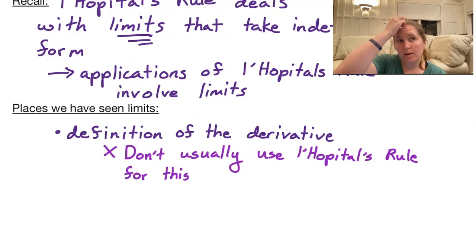So when we do our definition of the derivative, we have f of x plus h minus f of x. If you don't know the derivative of f, then how are we going to use L'Hopital's rule?